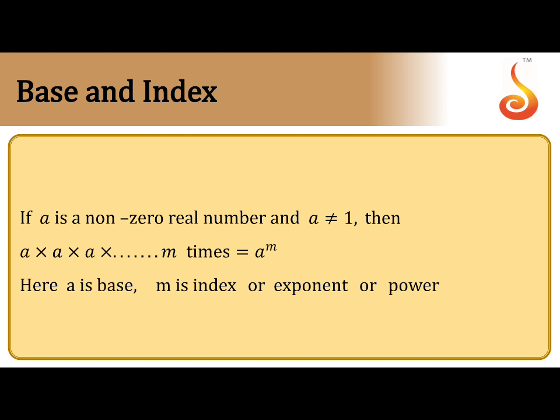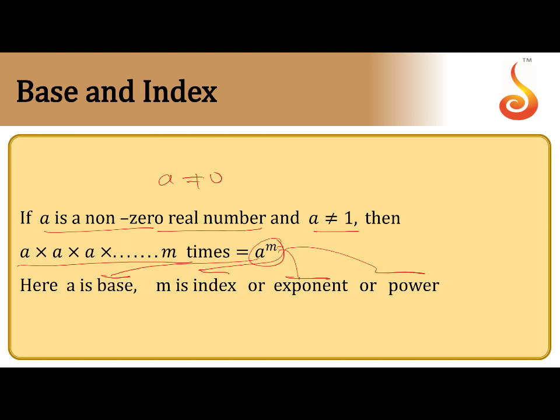Now if a is a non-zero real number and a not equal to 1, what is the meaning of non-zero real? It should not take 0, and a not equal to 1. Then a into a, that means you are multiplying a how many times? m times. The resulting answer is a raised to power m. So then what is a? a is called the base here. And what is m? m we call as index or power or exponent. You can call m as index, exponent, or power.